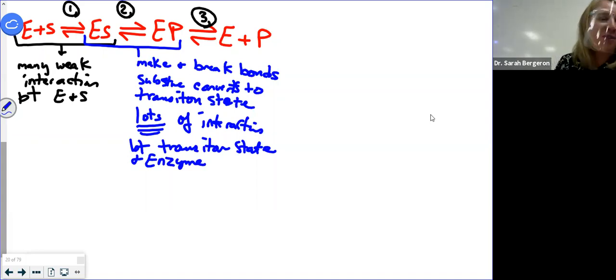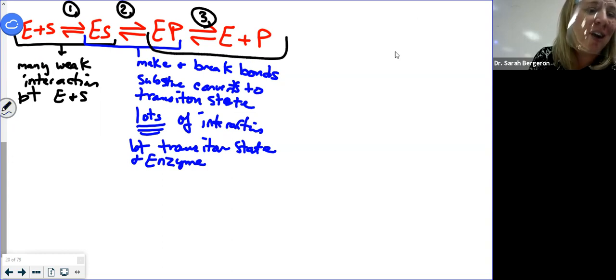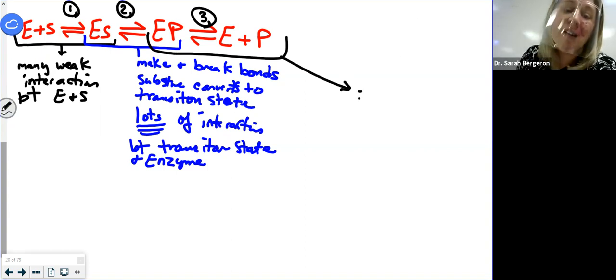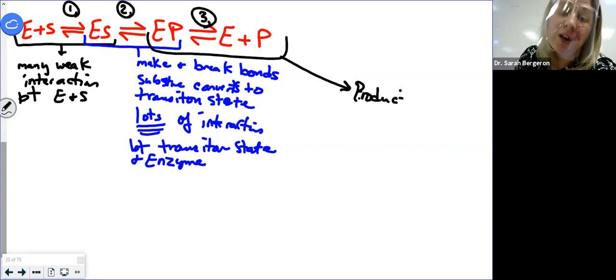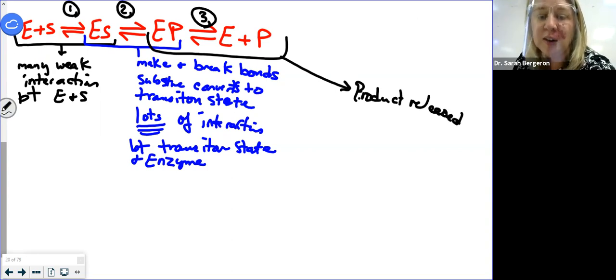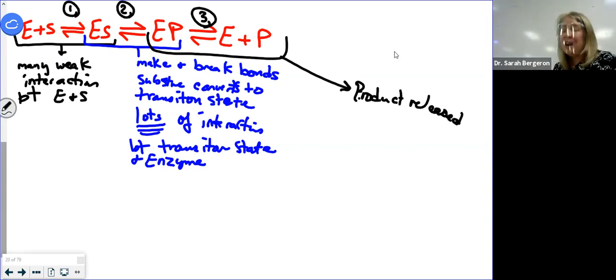Okay, so our last step, right? Our last step is going from our enzyme product to our enzyme plus product. So the product here is released. That's what we want. And why is the product released? Where did we say we have the highest amount of interaction? Between the enzyme and, is it enzyme and substrate, enzyme and transition molecule, or enzyme and product? Transition molecule. It's absolutely our transition molecule.